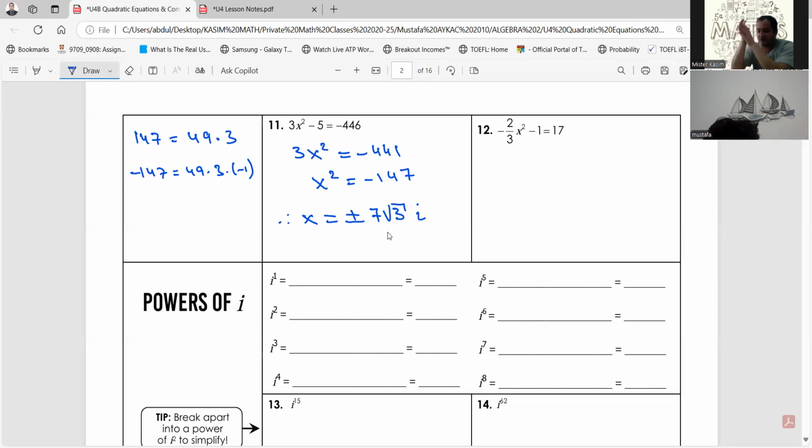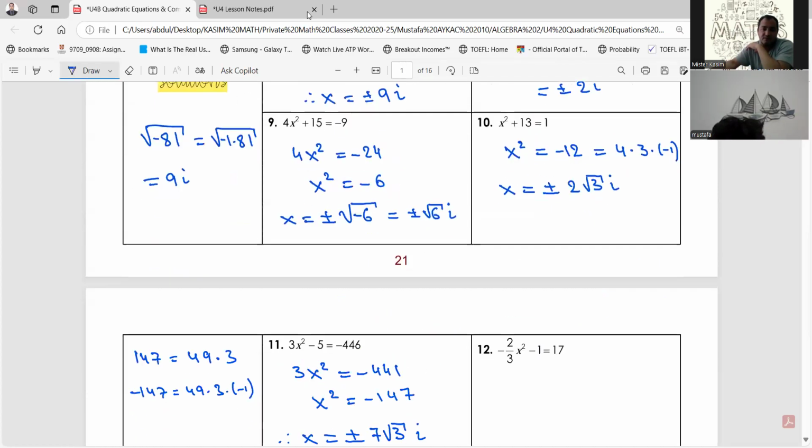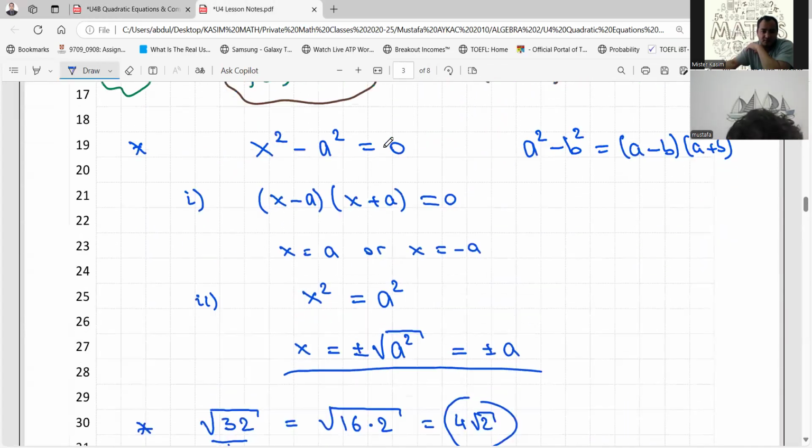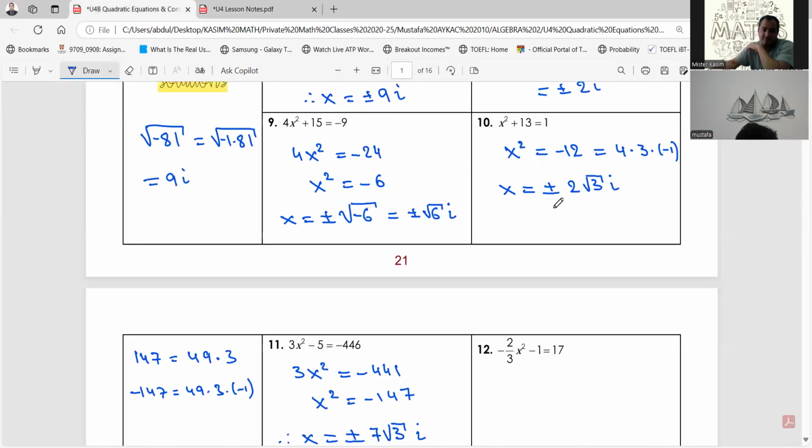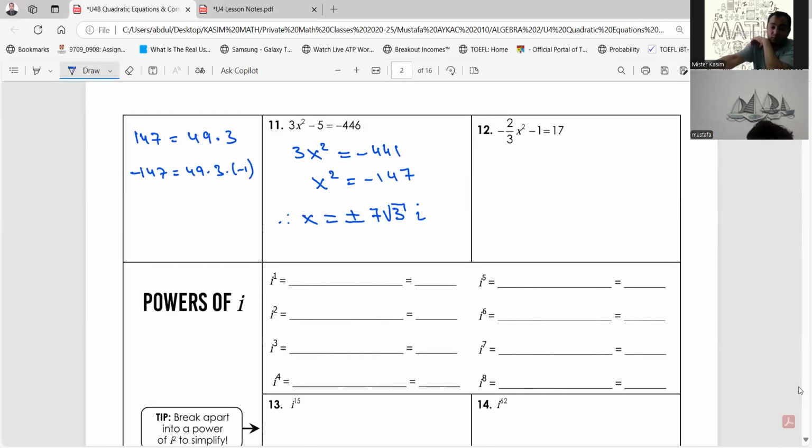Again, I told you 4 or 5 times you made the same mistake. If you just write it like this, you don't get full score. It's not all the solutions. It must be plus minus, Mustafa. That's our main topic now. We say at the top that if x squared is equal to a squared, x must be plus minus a. Otherwise, it is not complete.